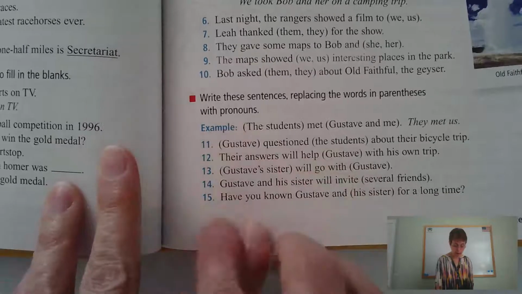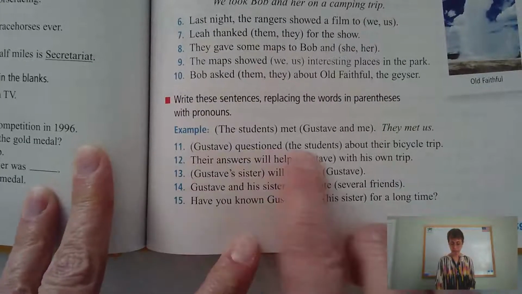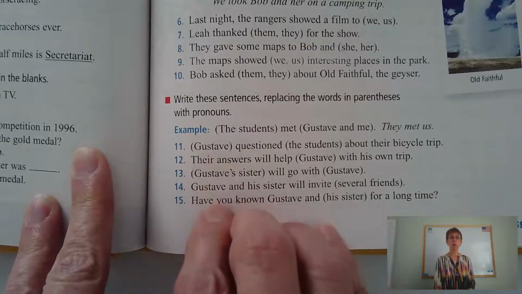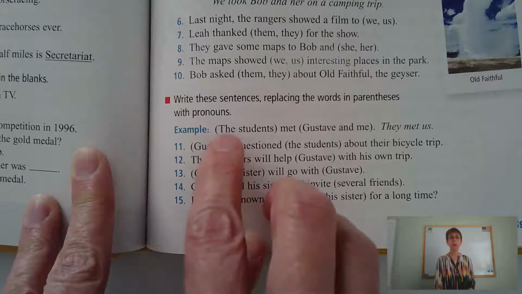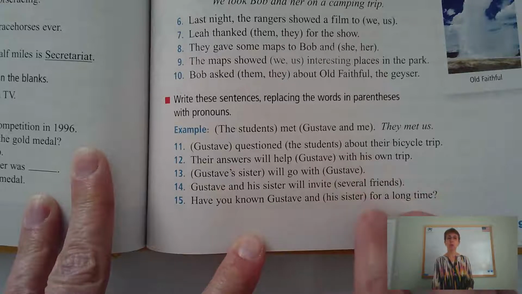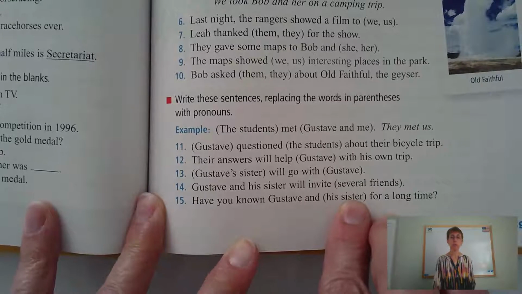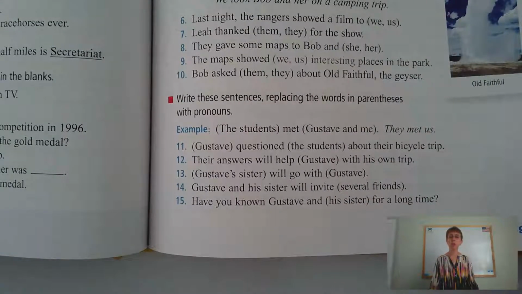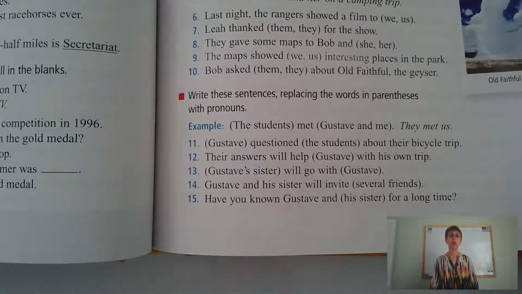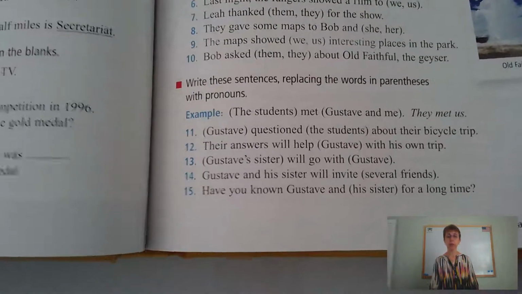I do want you to write the sentences here. There are only 5 of them, and you're writing them replacing what is in parentheses using a correct pronoun. Gustav is a male, so that's a male person there, and his name is used many times, and the others you can figure out which pronoun you need to use. Okay, so 1 to 10, just simply write the correct pronoun, and 11 to 15, write those sentences correctly, replacing what is in parentheses with the correct pronoun.